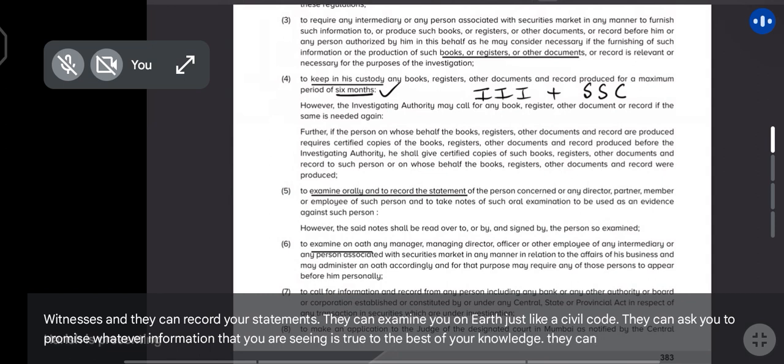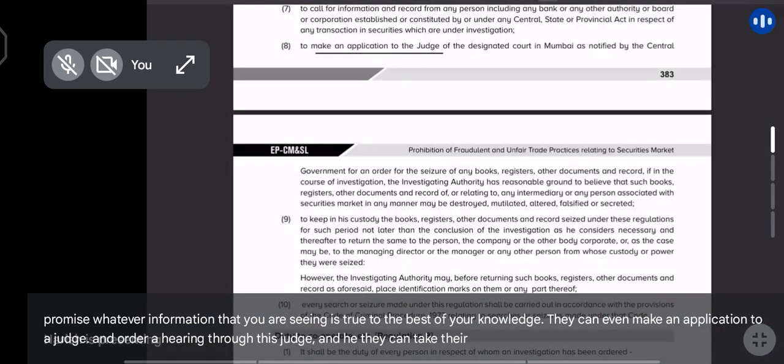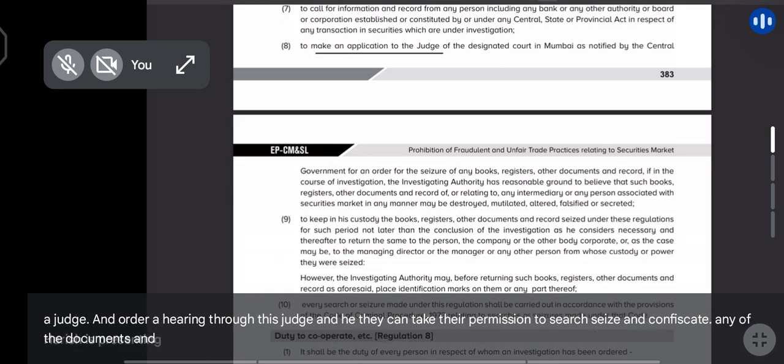They can even make an application to a judge and order a hearing through this judge, and they can take their permission to search, seize and confiscate any of the documents, and if they want, they can keep the documents for an extended custody also.